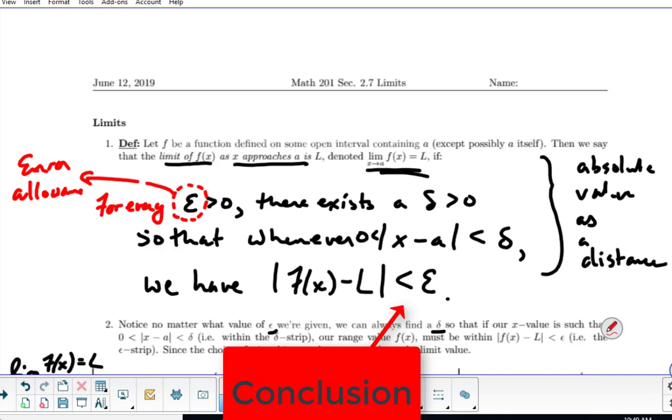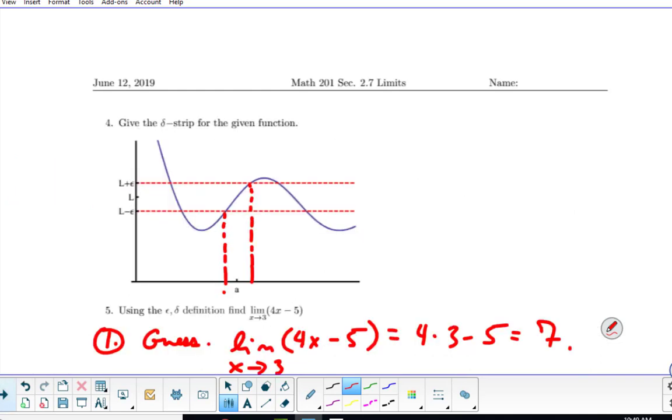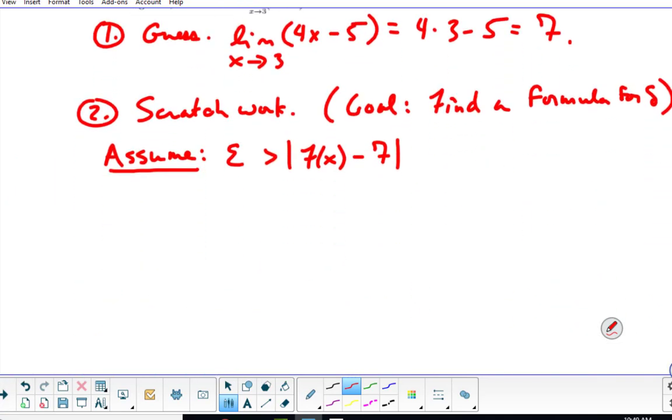The conclusion of the definition is whenever we get within delta of A, the conclusion is that our y values get within epsilon of L. You guys have all heard the phrase, we've assumed the conclusion. That's what we've just done. We've just assumed the conclusion. And this is why people sometimes get confused with these proofs.